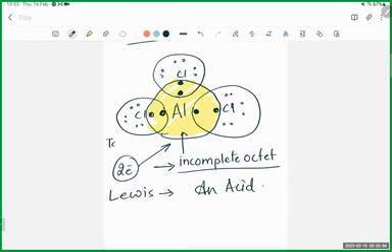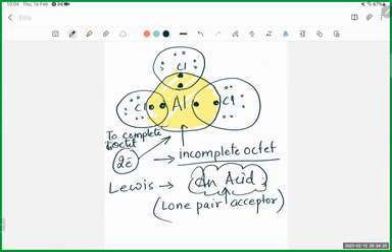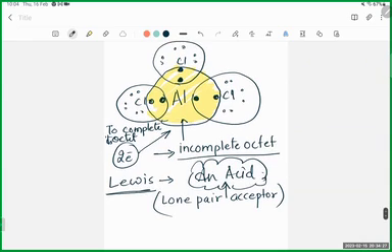Correct? Yes, ma'am. So when it needs 2 more electrons to complete its octet, it can act as a lone pair acceptor. A molecule which acts as a lone pair acceptor is called an acid as per Lewis. Like ammonia was holding a pair of electrons with it, so that was called a base. Similarly, this has a lack of electrons, so the opposite will be called an acid. Did you understand?